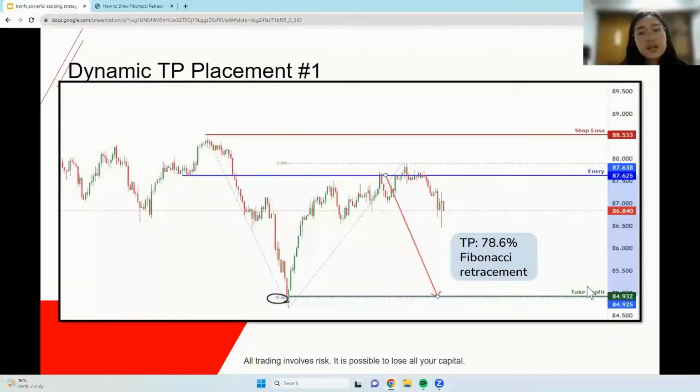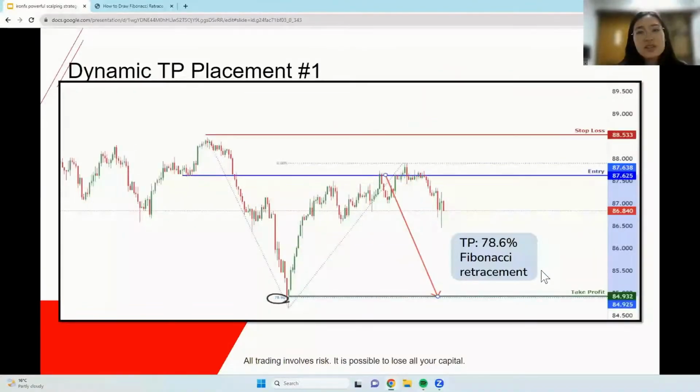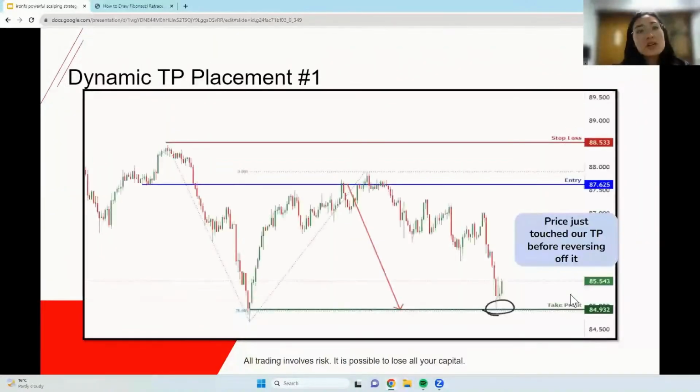Okay. Another example here. This is the same example, sorry. But in this case, I'm showing you guys that we have another Fibonacci retracement. No, this is a projection, sorry. So we have a projection here with a 78.6% that lines up nicely with our take profit. Okay. And then we see price just touched our take profit before reversing off of it.